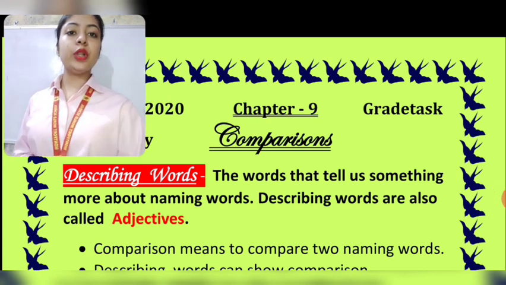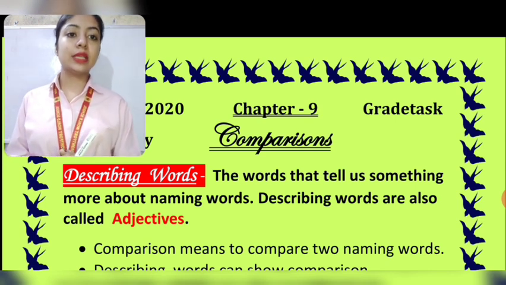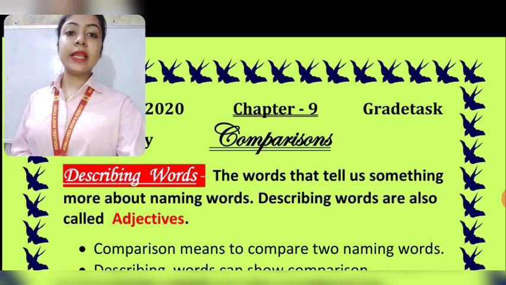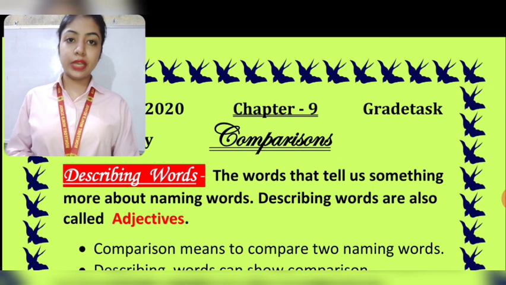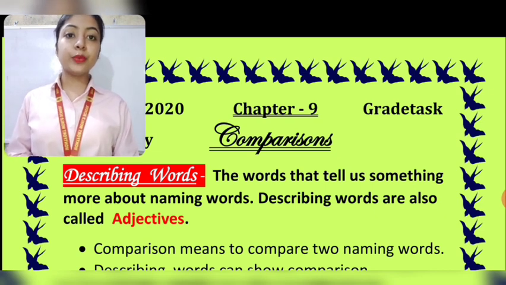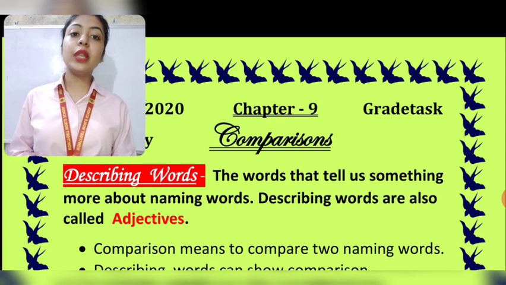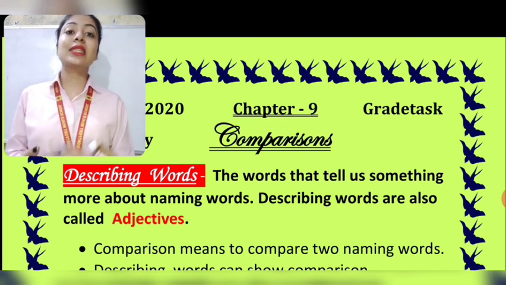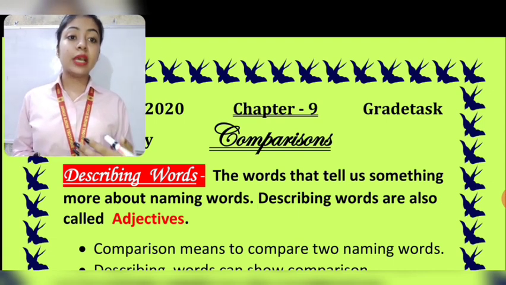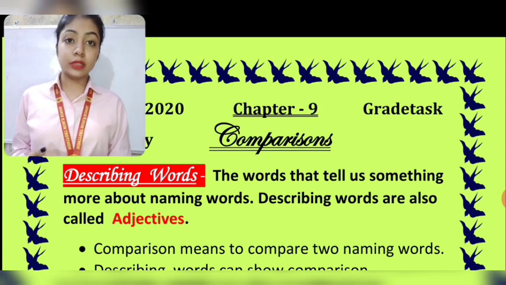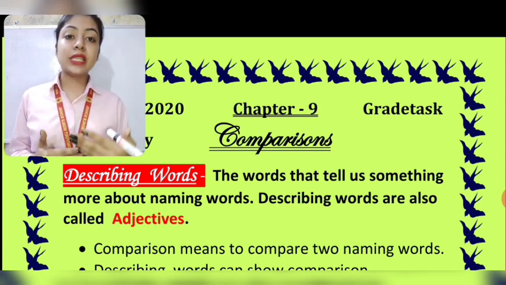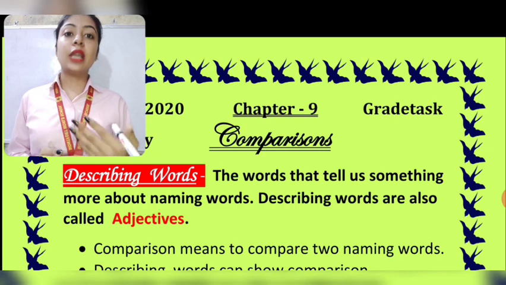As I already told you, describing words are the words that tell us something more about naming words. Describing words are also called adjectives. Students, describing words are adjectives. They tell you more about the naming words. They give you extra information about the nouns.